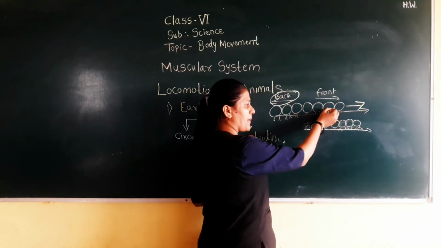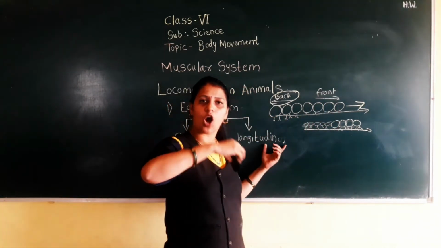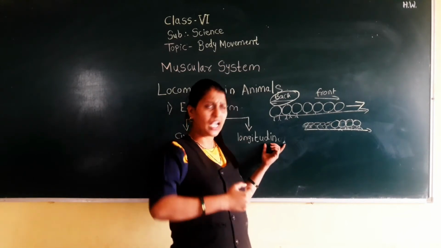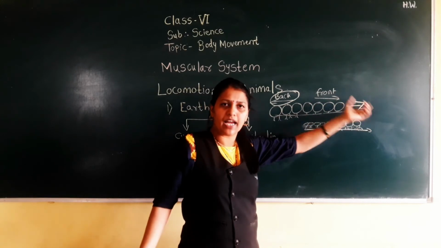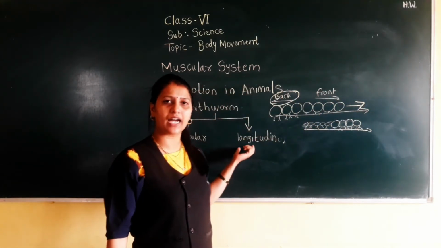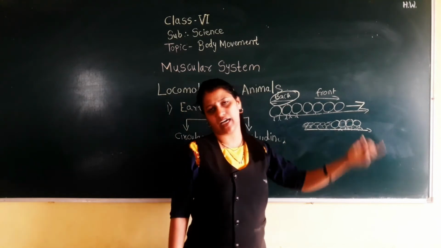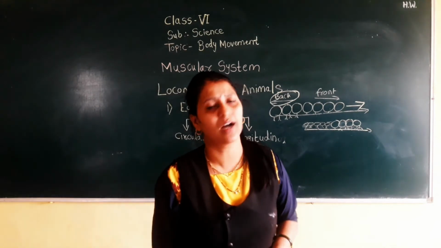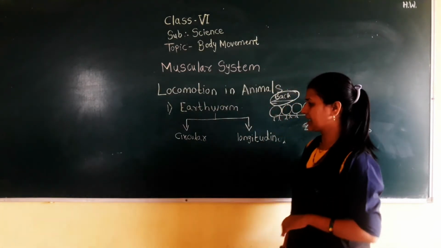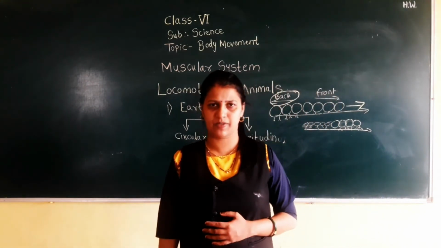First, the front part becomes long and thin, and the bristles rise from it. It moves a little bit ahead. Then the back part becomes short and thin, and it moves ahead. In this way, the locomotion of an earthworm takes place. Are you getting this?